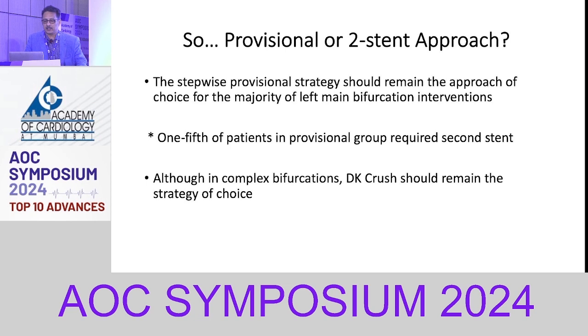So, as per EBC recommendations, stepwise provisional should remain the approach of choice for the majority of left main bifurcation interventions, though 1/5 of these patients required a second stent. Although in complex bifurcations, DK crush should remain the strategy of choice. DK crush as a strategy of choice is a recommendation of ESC. Or, ESC and EBC, they are not on the same page.